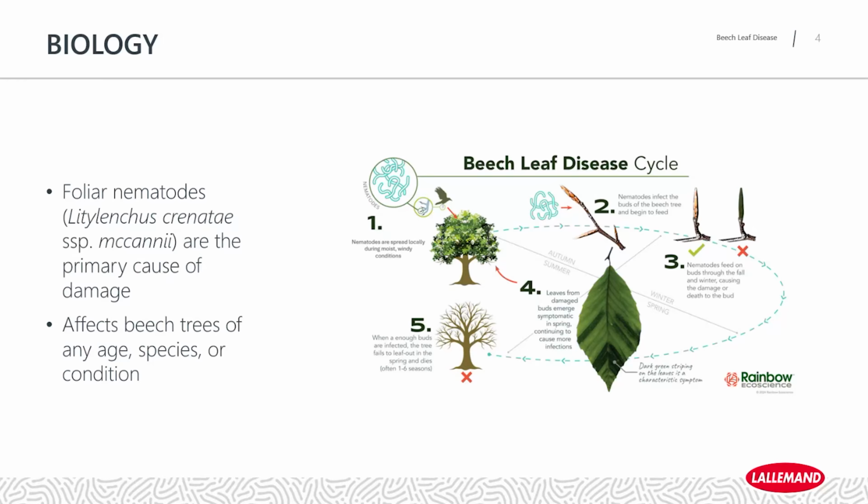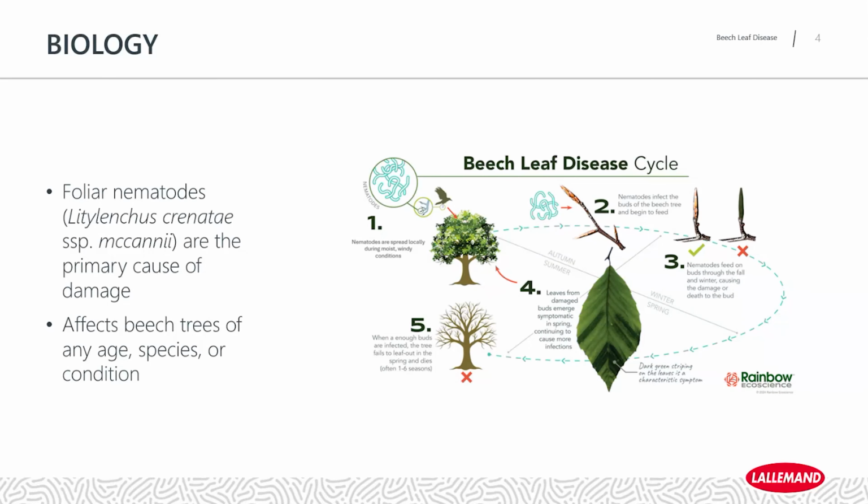And what you see there in number 5 is that when enough buds are infected, the tree can fail to leaf out in the spring and subsequent mortality can occur. In general, this could be between 1 to 6 seasons. The time from initial infection to mortality depends on the size and health of the tree.